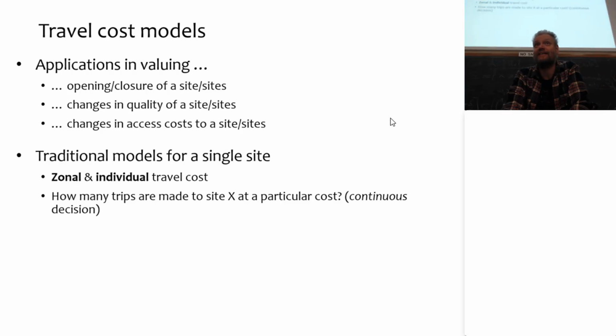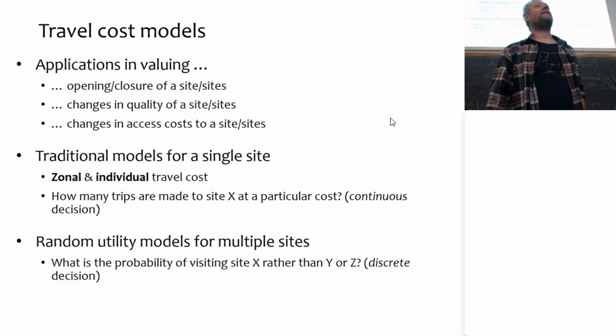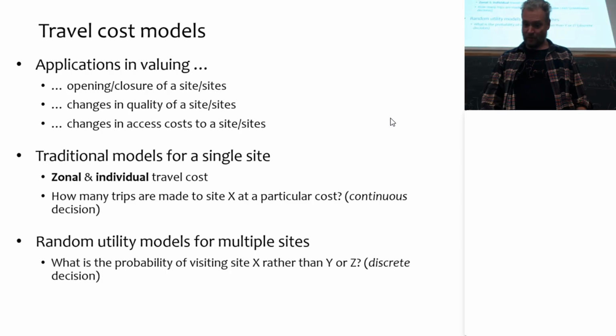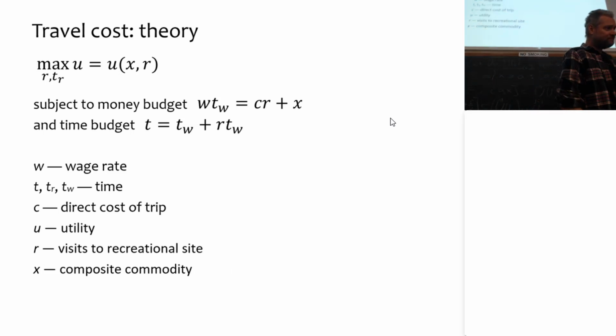And of course what Hotelling did was use zones, right? And then if you want to look at multiple sites, then you need slightly more advanced econometric methods that I'll talk about as well. So how does this work in theory?